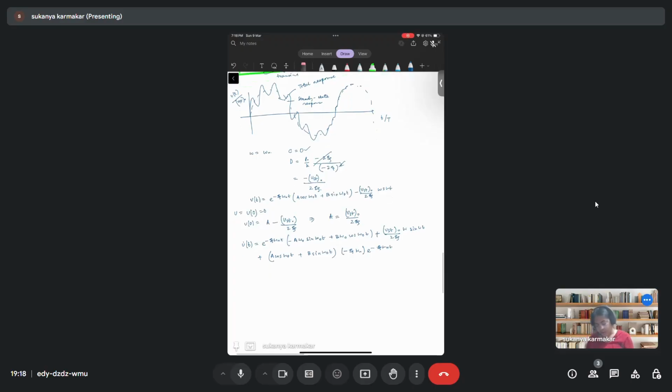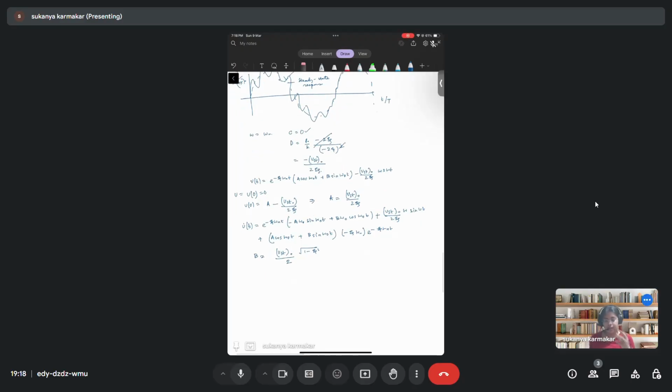When you solve this, you will get b to be equal to ust naught by 2 under root of 1 minus, sorry, you will get a term like this, and then you can write down the equation for u of t. Okay, let's just confirm this as well.